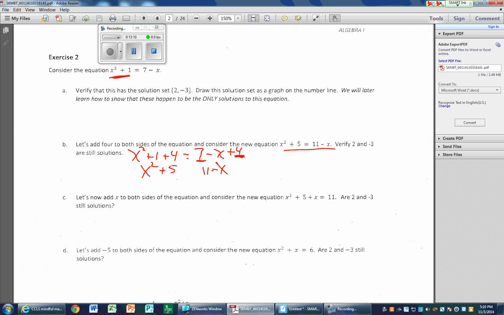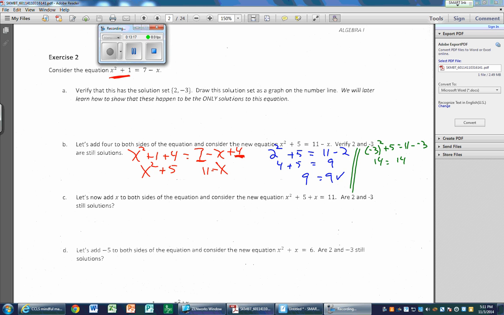And there it is. Verify that 2 and negative 3 are still solutions by plugging them in. And there we go. I just did the math fast. And just to verify means just plug it in. If you need to copy it down, you can hit pause. But I'm going to erase it right now.